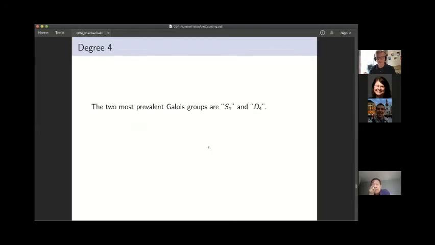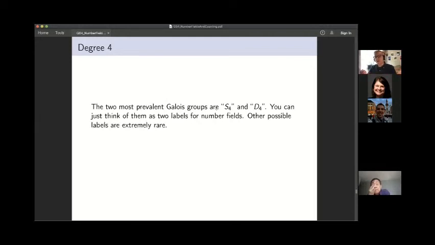So we're going to live in this degree 4 world now. The most prevalent Galois groups you can have are S4 and D4. I'm not going to say what these are. You can just think of them as two labels. So we can sort all of our degree 4 number fields as fitting into two camps, the S4 camp and the D4 camp. There are other possible labels, but they're extremely rare, and they're provably extremely rare. This was proved in the 50s, that really these are the only two labels we need to worry about.